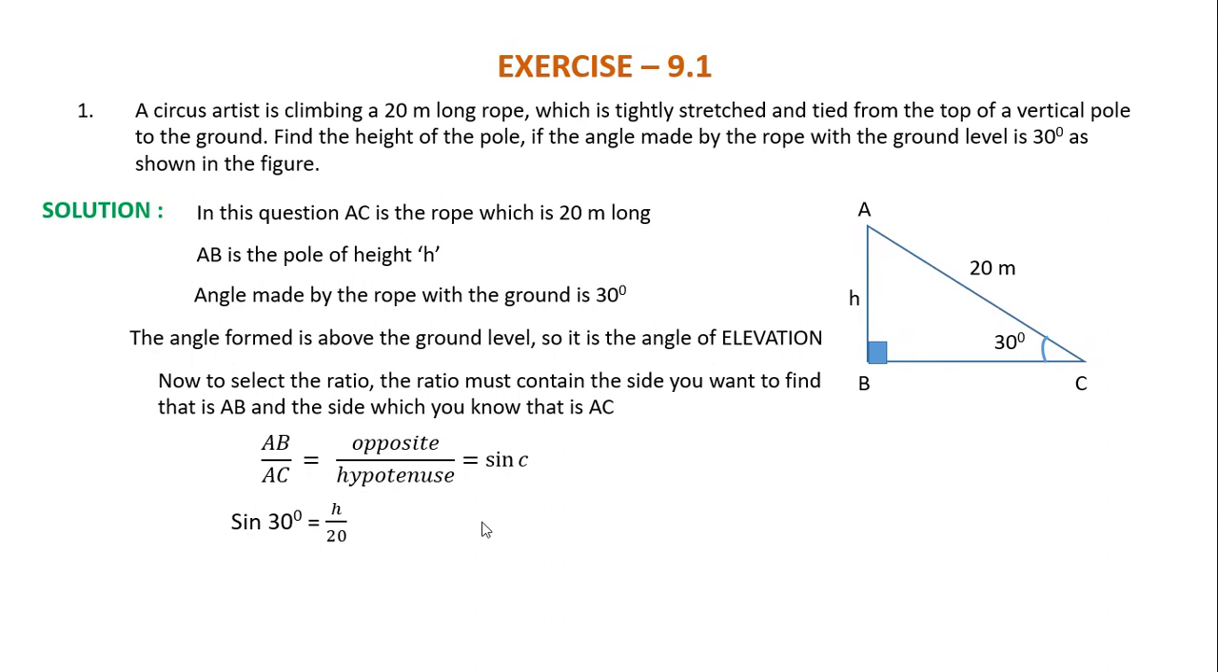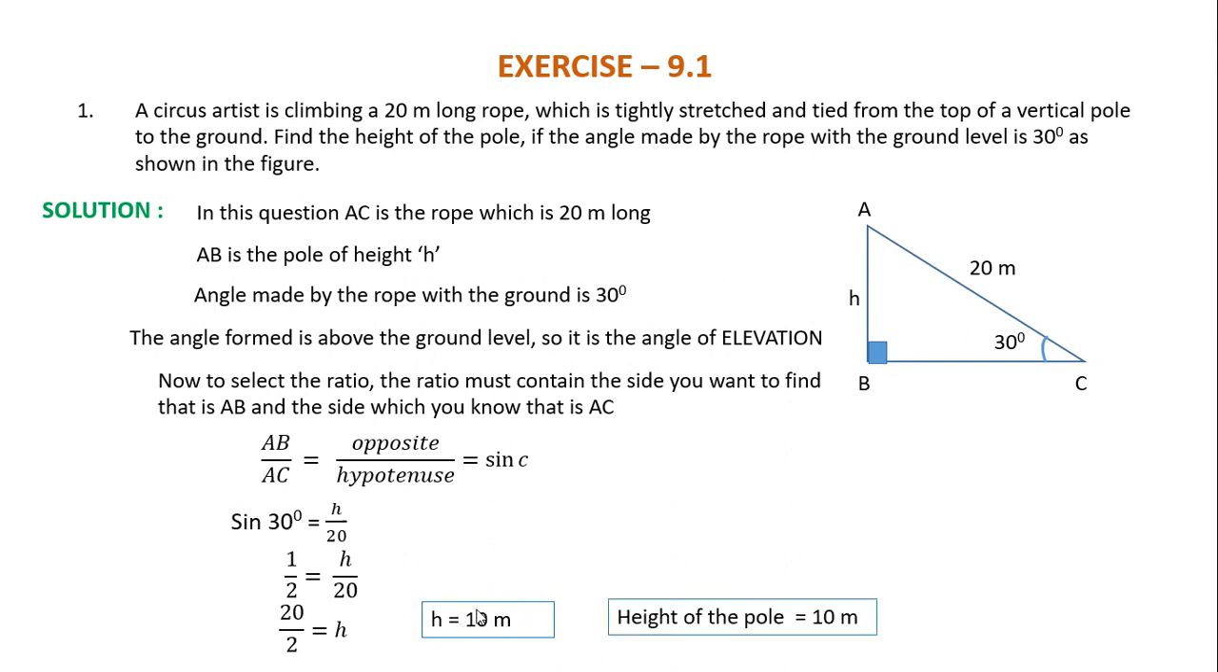So h by 20. What is sine 30? It is 1 by 2. So 1 by 2 is equal to h upon 20. Cross multiplying, it becomes 20 upon 2, that is h is equal to 10 meters. So the height of the pole is 10 meters. It is just using the ratio. Before that, the important thing is which ratio to select. Once you have decided the ratio, you should know the trigonometric values of those ratios. Now let us go to the second question.